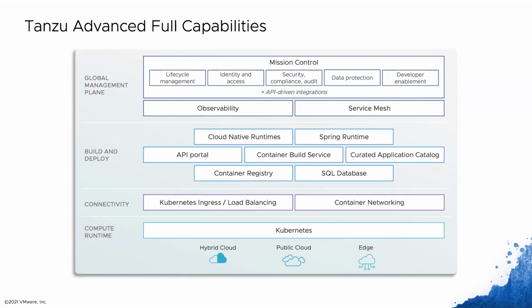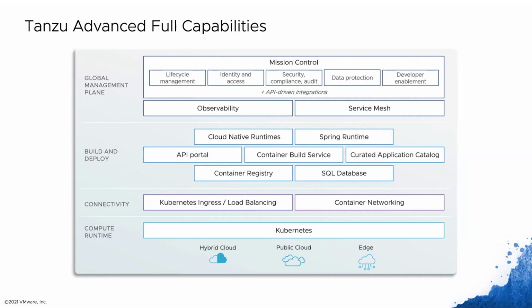And then we've included a pretty comprehensive developer experience above that with Spring runtimes. We've got cloud native runtimes for your serverless Kubernetes operation. We have an API portal for discovery and management of your APIs. There's a container build service, an application catalog, and a SQL database. So there's a ton of capabilities that we built into this platform that is ready for you to use.